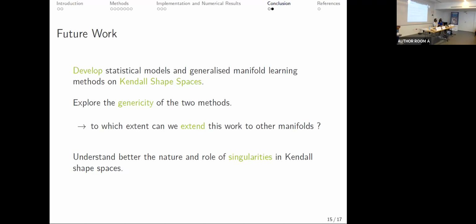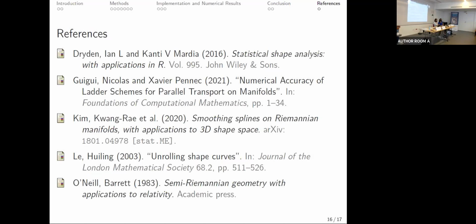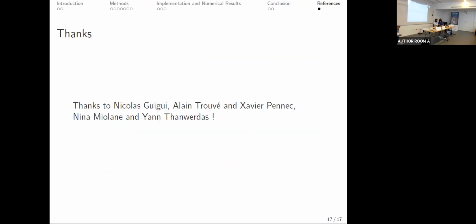And another thing we would like to do, which is a bit different, is to understand better, and I did not say so much about this, the nature and the role of the singularities in Kendall shape spaces. So how do they influence our methods and so on. So that's it for this presentation. Here are some references. Thank you for your attention, and thank you to all the team who worked on this paper.